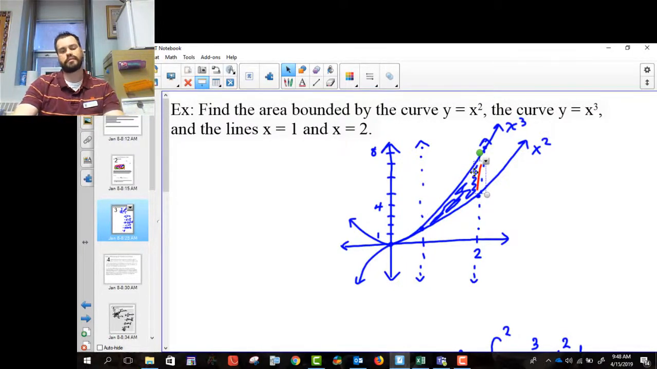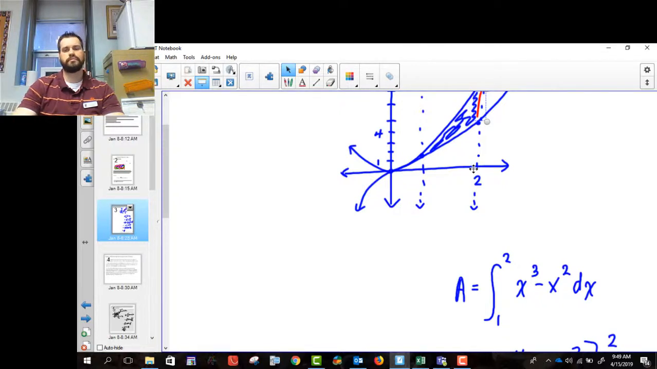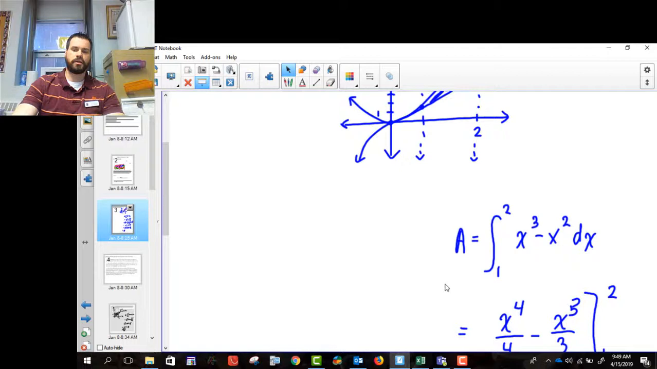Those aren't the intersections of x cubed and x squared, but they are the boundaries because they say the area is bounded by 1 and 2. All right, so that means that our area becomes this. So we're going from 1 to 2. Those are our two boundary limits, the lower limit and the upper limit. And then the functions are x cubed minus x squared, because that's the top function, that's the bottom function. And at this point, then you can integrate and plug your numbers in.